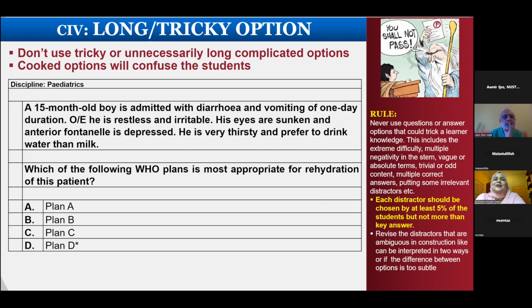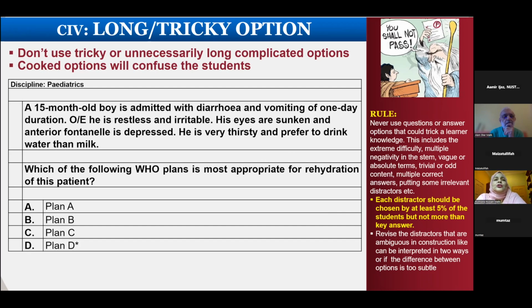Okay, a 15 months old boy is admitted with diarrhea and vomiting. His eyes were sunken. All the scenario is given. Then the lead-in is, which of the following WHO plans is most appropriate for rehydration of this patient? Plan A, Plan B, Plan C, Plan D. WHO has only 3 plans, A, B, and C, and there was no fourth plan available. So the D was put over there.